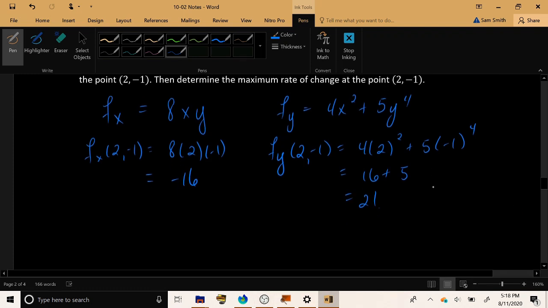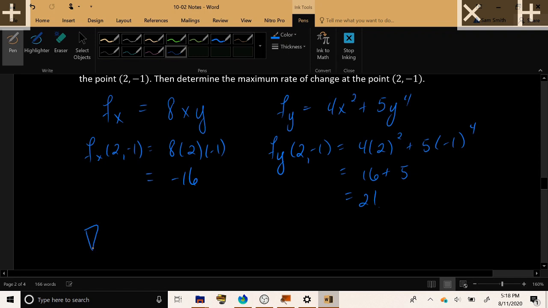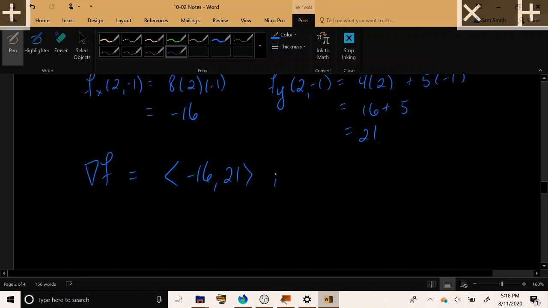Alright, so based on that, our gradient vector has this -16 for the x component and 21 for the y component. And this is the direction that we should go from the point (2, -1) to increase the value of the function as fast as we possibly can.